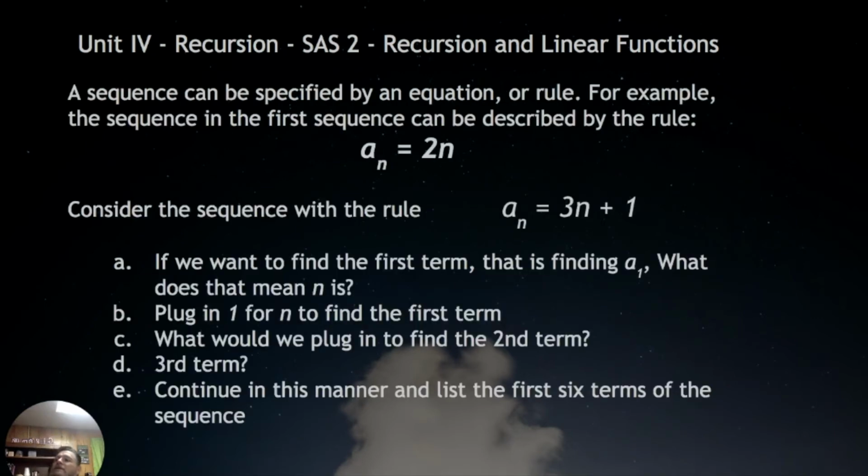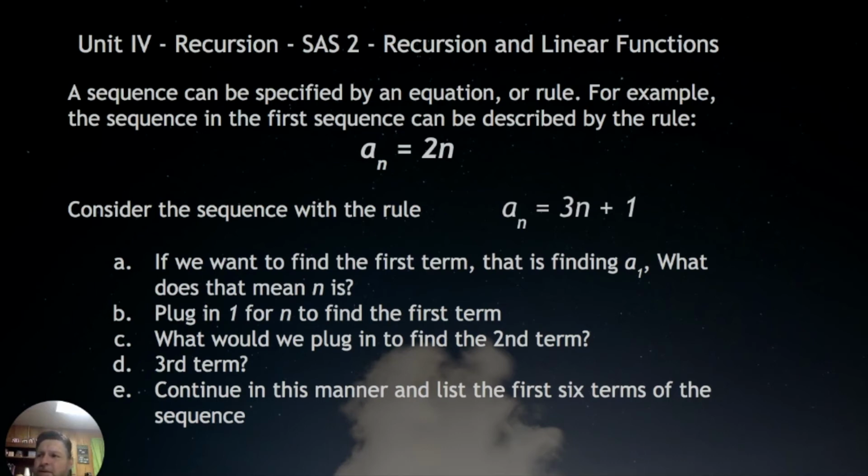All right, so a sequence can be specified by an equation or rule. For example, the first sequence can be described by the rule A subscript n equals 2 times n. Whatever n is, say n is 5, the fifth number of the sequence is 2 times 5, or 10. The 10th number of the sequence, A subscript 10, is 2 times 10, or 20. And you can easily do that using your fingers. 2, 4, 6, 8, 10, 12, 14, 16, 18, 20. That's the 10th number in the sequence.